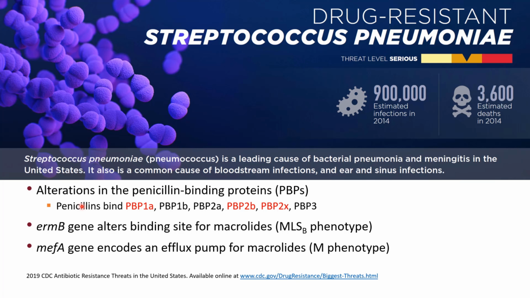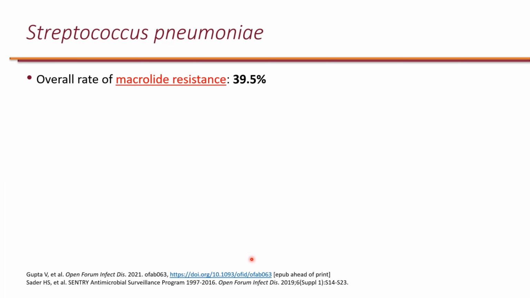In particular, penicillins bind penicillin binding protein 1A, 1B, 2A, 2B, and 2X, as well as 3. Strep pneumo can also acquire the ermB gene, which alters the binding site for macrolides, as well as the mef-A gene, which encodes an efflux pump for macrolides.